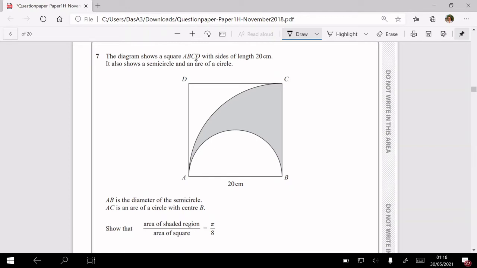So let's get started. Show that area of shaded region over area of square. So area of shaded region. You pretty much know you need to find area of shaded region and area of square.